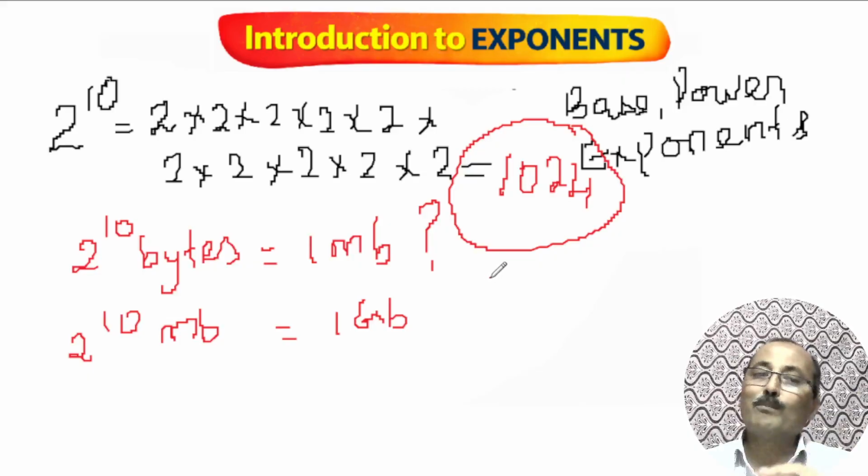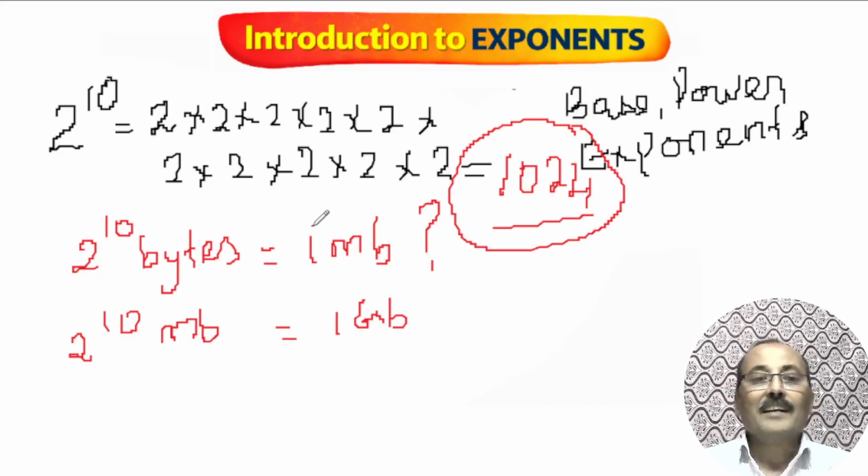There is more relationship between this and these bits and bytes. So go and search for that and learn more professionally. What is the relationship between 2 to the power of 10 bytes, megabytes, gigabytes, terabytes? It goes on. All of this has a relationship. This is the application of base and power.